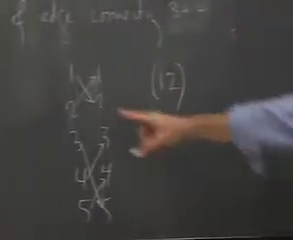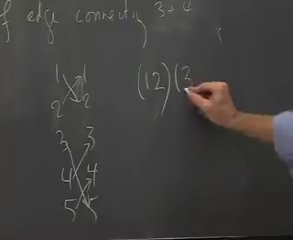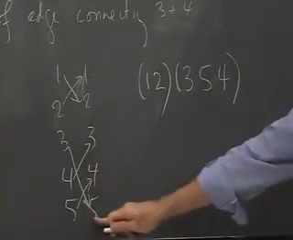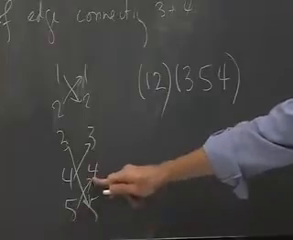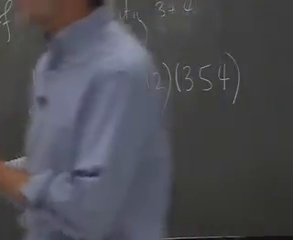1, 2. See, they have a little L. 1 to 2, 2 goes back to 1. And then 3, 5, 4. Bang. 3 goes to 5. 5 goes to 4. 4 goes back to 3. Okay? So from now on, we're going to notate our permutations this way.